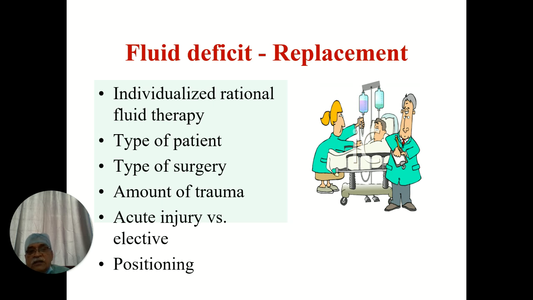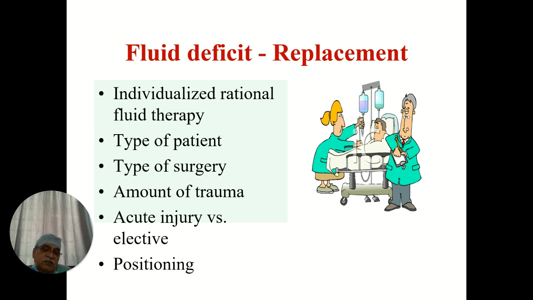And the fluid replacement depends on the individual basis. For example, in children the calculations we use are different, in adults the calculations we use are different. Type of patient, whether it is an elective case or an emergency case. An emergency case, preoperatively itself, might have a deficit because of intestinal obstruction or perforation. He may have additional losses because of this, whereas elective cases have losses only because of the fasting state.